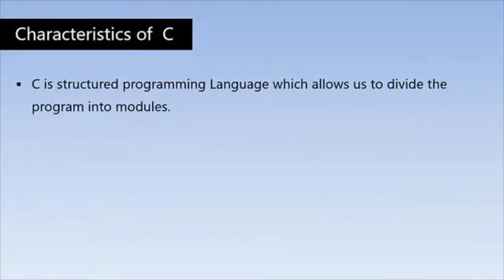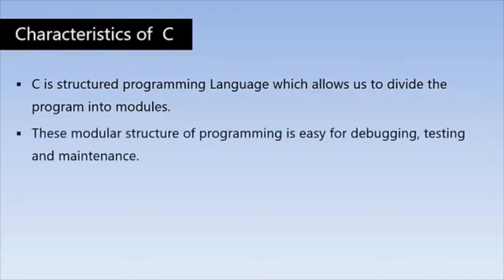C is a structured programming language because we're going to divide the entire C program into smaller parts called modules, which we'll be covering in the later classes. We're going to know what a module is and how to divide a program into modules and functions, everything. This modular structured programming is easy for debugging, testing, and maintenance.